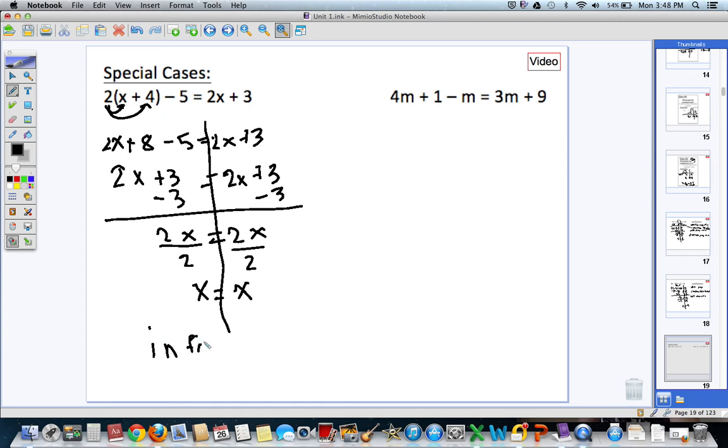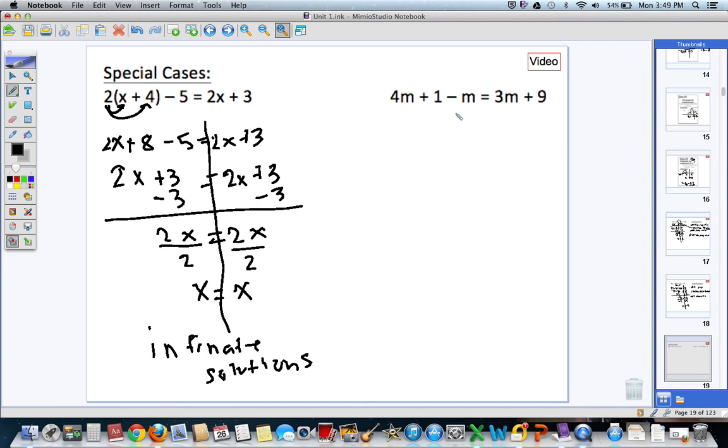So, infinite solutions. Infinite is a huge number. That means there's so many answers. X can be any number pretty much. So when they're equal to the same thing, it's infinite solutions.